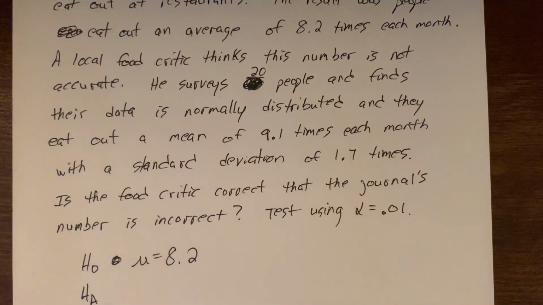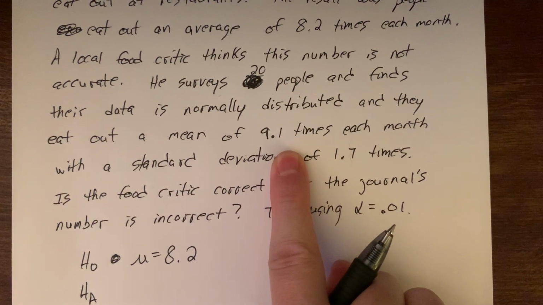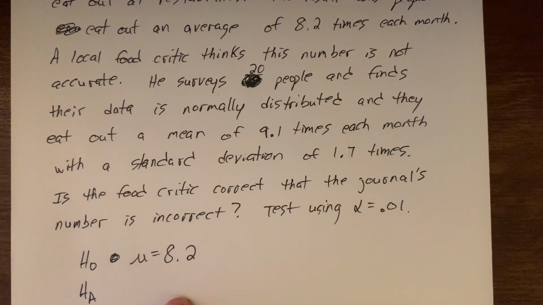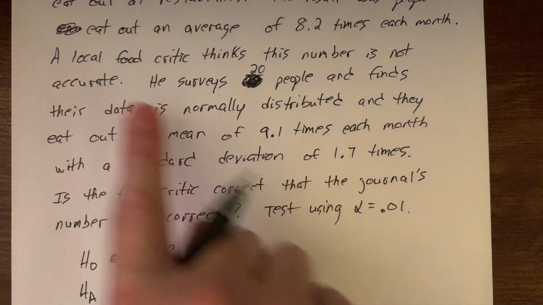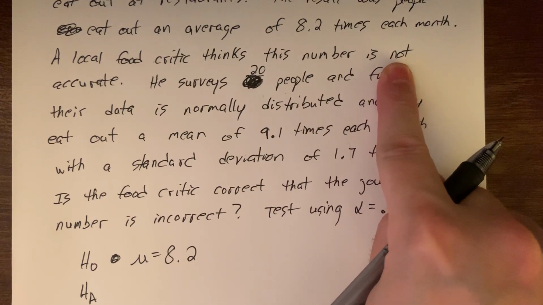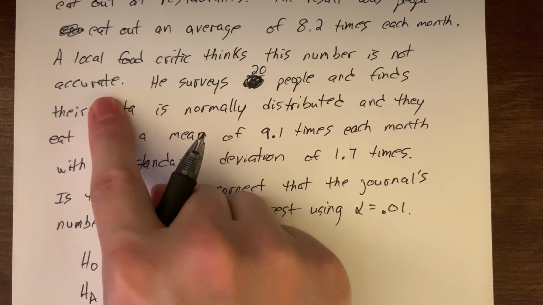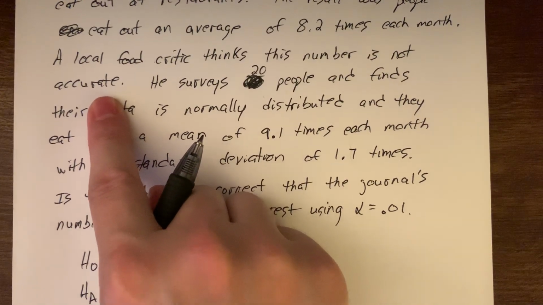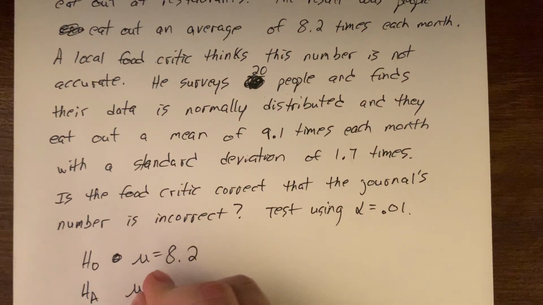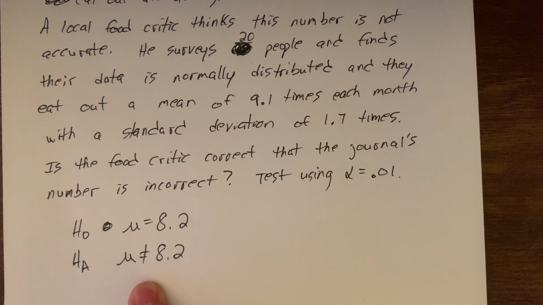The alternative. If you jump down to the sample data, you think that people eat out more than 8.2. Mu is greater than. But that's not what he says. He doesn't say he thinks people eat out more than that. He just says he thinks this number is not accurate. Maybe he didn't know. Maybe he's just guessing. He didn't know if it's more or less. He just didn't think that number was accurate. That is how we'd end up with a not equals.